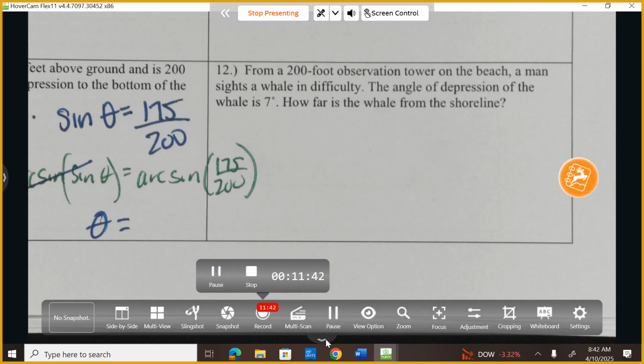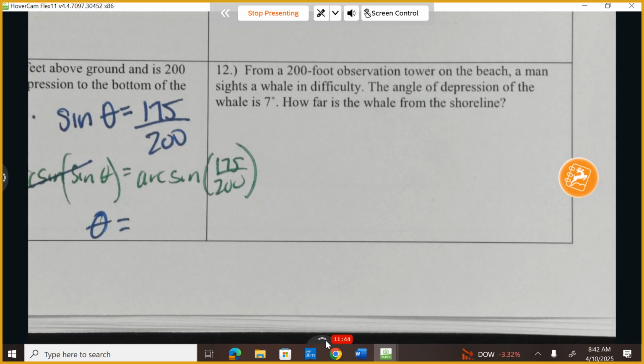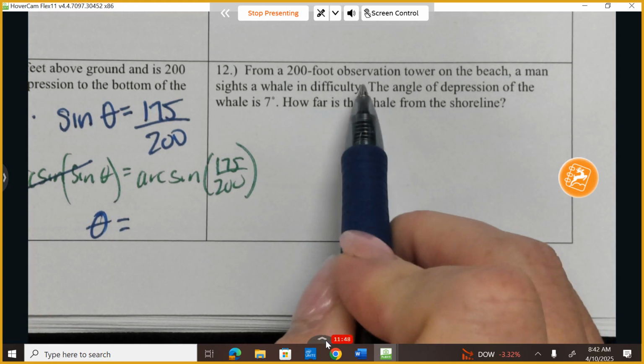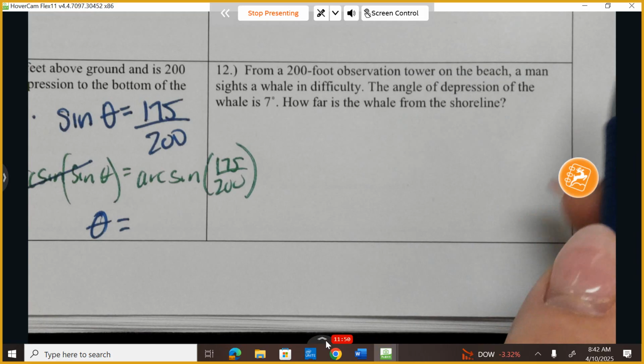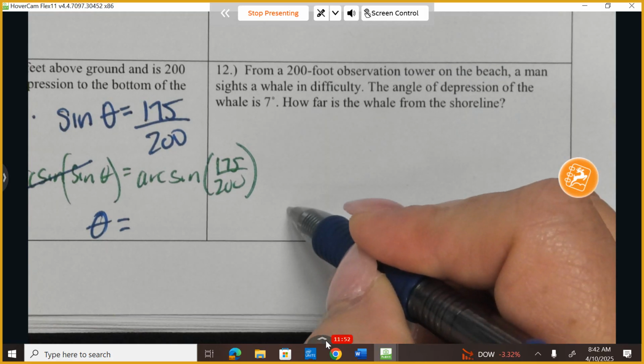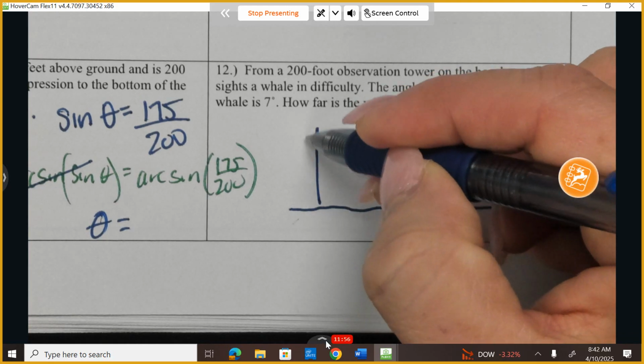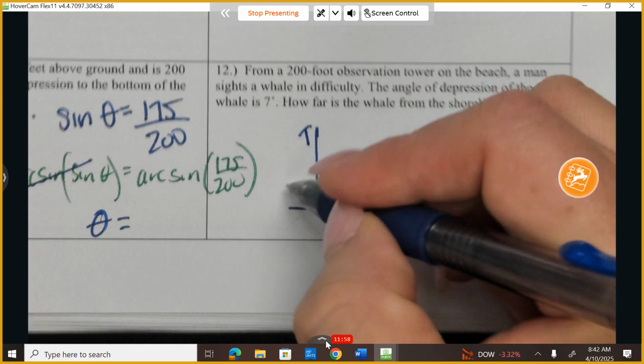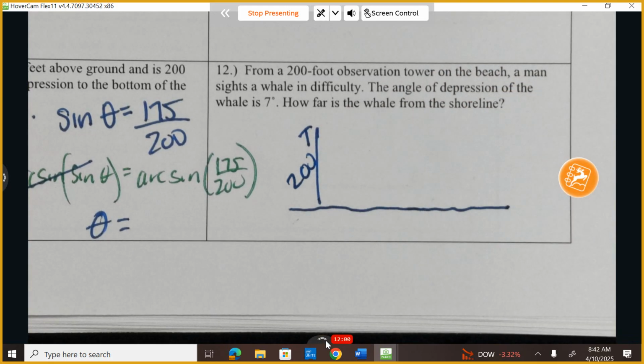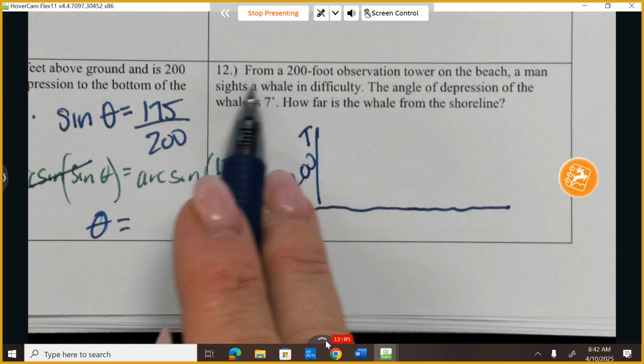Are you able to correctly draw a picture that models information? That's where a lot of students struggle. So, from a 200-foot observation tower on the beach. Okay, so everybody, here we go. Here's my beach. Gosh, I love the ocean. Here's the beach. Here's my tower. And it's 200 feet tall, and a man sights a whale. Okay, he sights a whale from the tower.